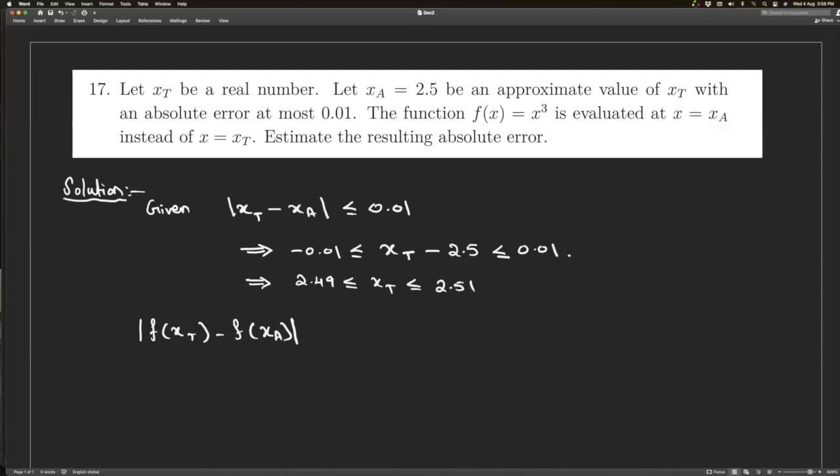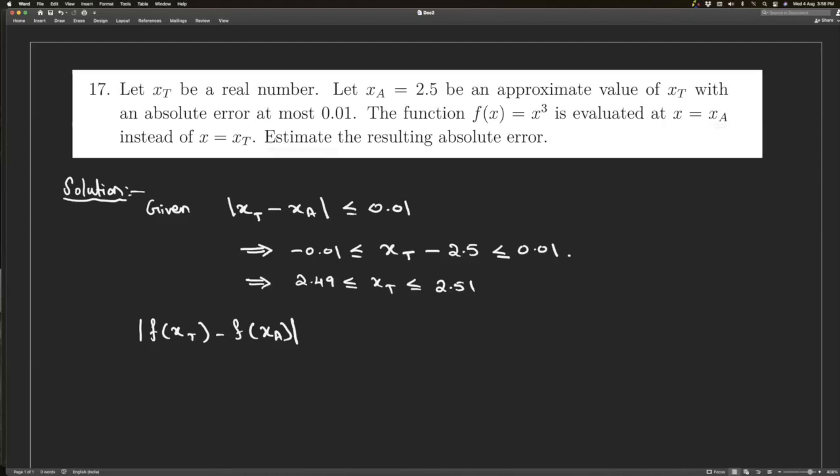So estimate means we have to find the upper bound. You can also find the lower bound if possible, but generally if I say just estimate, I expect only the upper bound. Otherwise, I will say find the range of this number, or find upper and lower bound, or find the interval in which this number belongs to, like that I will ask. Then you have to find both upper and lower bound. If I just say estimate, it means you just have to find the upper bound.